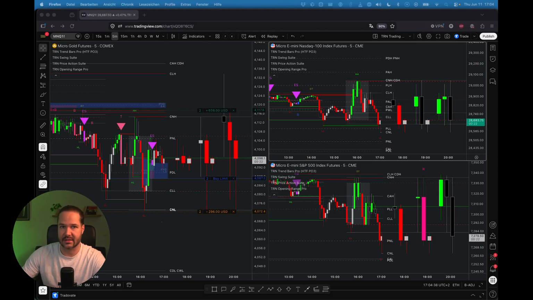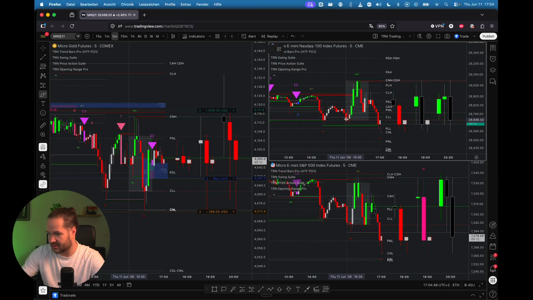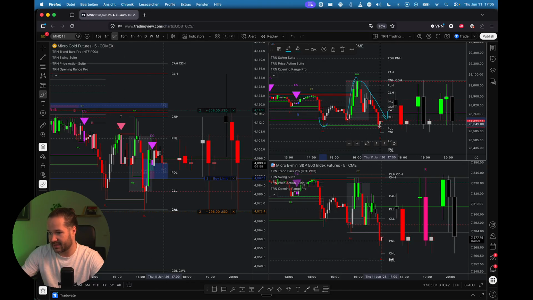Guys, it's another crazy session here. Honestly, look at this. What's happening here? We started into the opening range with such a strong up move, and then the complete move got sold off again, and now we grabbed the liquidity below this low, and NQ is back up again. So here's the chance for a long signal with this candle maybe.